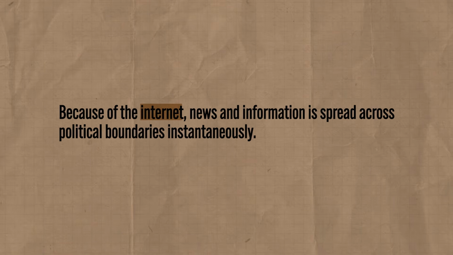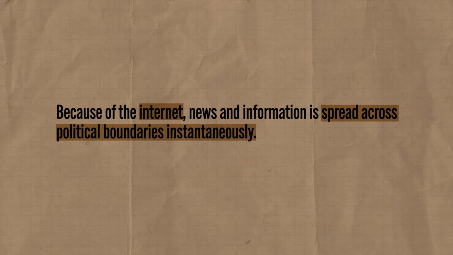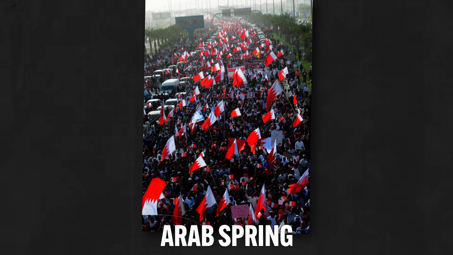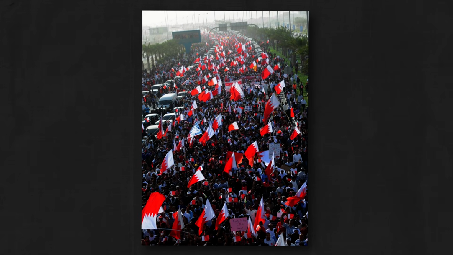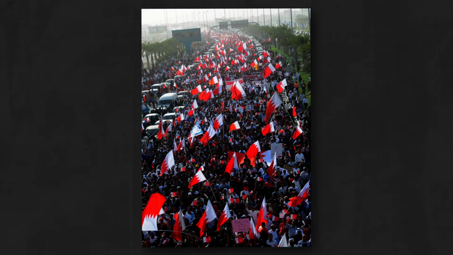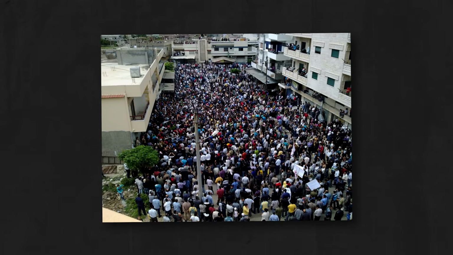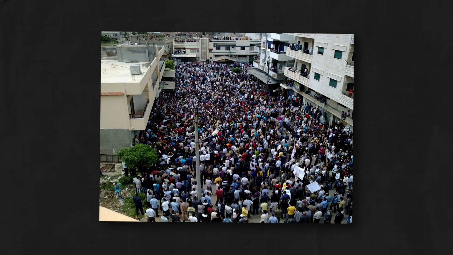So because of the internet, news and information is spread across political boundaries instantaneously. In some cases, this ability to communicate with large groups at speed has led to devolutionary forces like massive protests, which we saw in the Arab Spring in the 2010s. And that was a mass protest across the Arab world against governments in many states that was largely organized and documented on cell phones and then distributed throughout the world on social media.